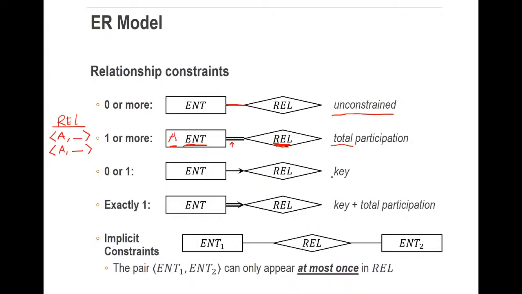For a key constraint, every element here may not have an entry in rel, or if it has an entry in rel, it can have at most 1. So this way is 0 or 1. For this particular case, if you have a rel, you can have A, but a second entry like this is wrong. Okay?